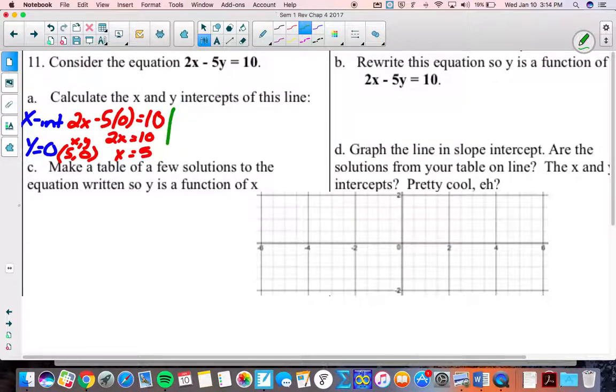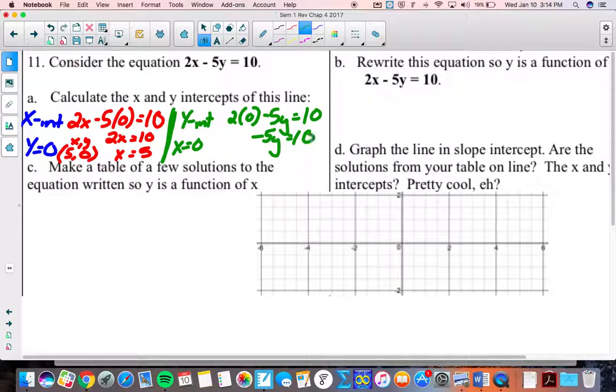Similarly, to get the y-intercept, x has to equal 0. So substitute in 0 for x and solve for y. Now 2 times 0 is 0, so we really have negative 5y. Make sure you drop the minus sign down. That minus sign's essentially making the 5 a negative. So it's a negative 5. Negative 5 times what is 10? So divide by negative 5.